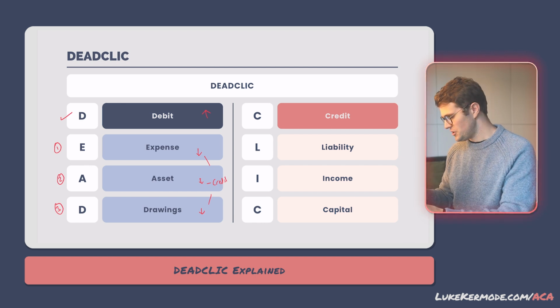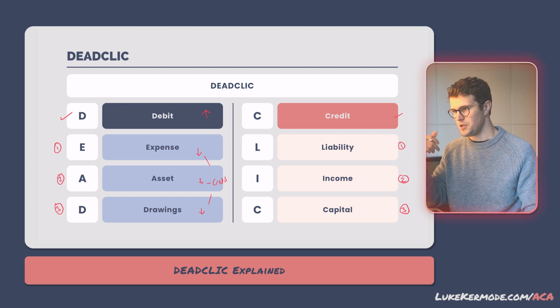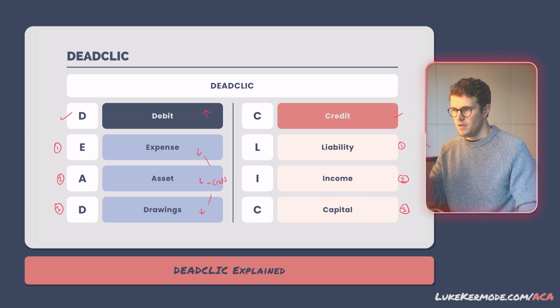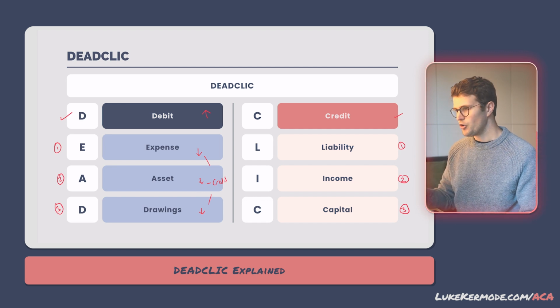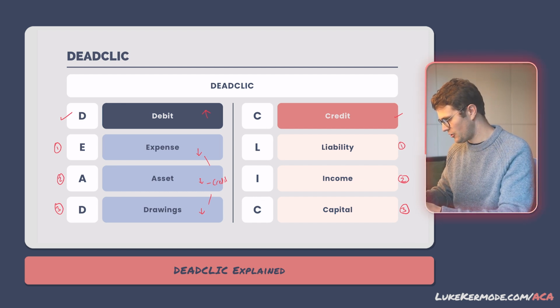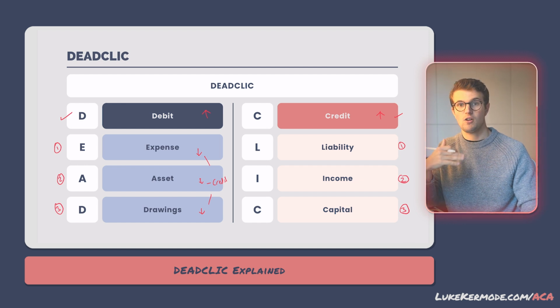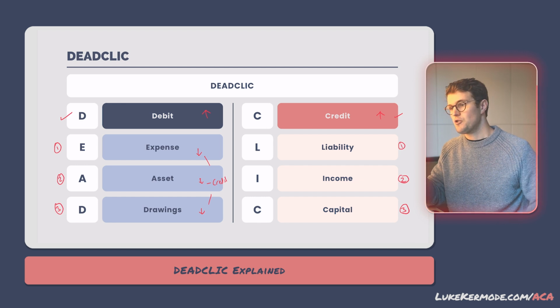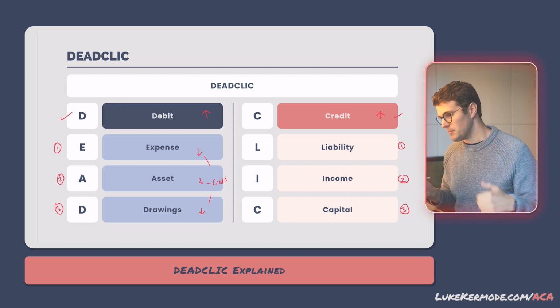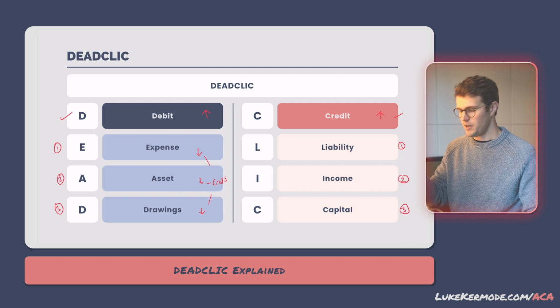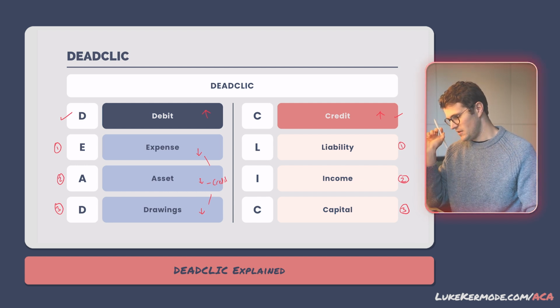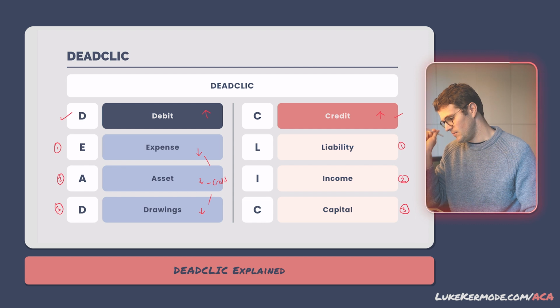Then we have CLIC, which stands for credit, liabilities, income, capital. So these accounts are credited when they increase in value. If the business takes out a loan, it makes a sale, or the owner invests money into the business, those transactions will all be recorded on the credit side because these accounts are increasing. So increases go on the credit side if liabilities, income, or capital goes up.